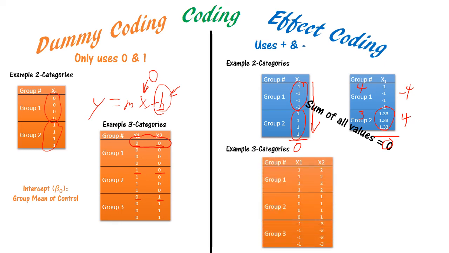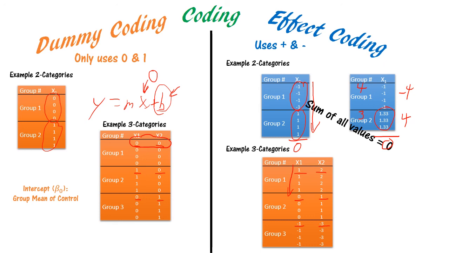So here's an example of 3 different categories. Here I've got x1 and x2, and group 1 is defined as 1 and 2. Whenever x1 equals 1 and x2 equals 2, that is representative of group 1. If it's 0 and 1, that's representative of group 2. And if it's -1 and -3, that's representative of group 3. Now, if you look at the sum of the columns going down, we have 4 1s, 4 0s, and 4 -1s, so that sums to 0 all the way down.